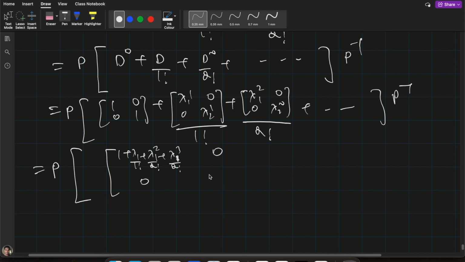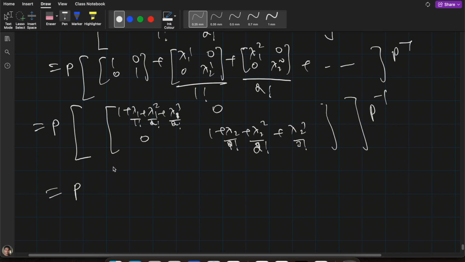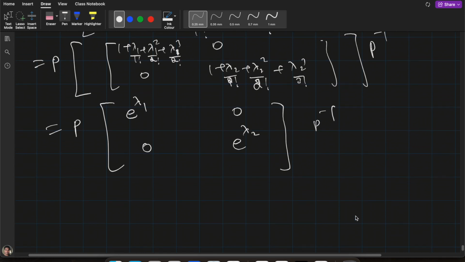Zero, zero, that is 1 plus lambda 2 by 1 factorial, lambda 2 square by 2 factorial, lambda 2 cube by 3 factorial, and P inverse. And what is this? E raised to the power lambda 1, 0, 0, e raised to the power lambda 2, P inverse. Fine. And what is e to the lambda 1? That is e to the 0, so it will be 1, 0, 0.